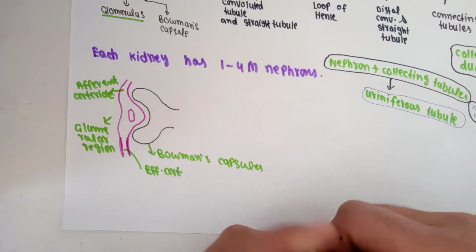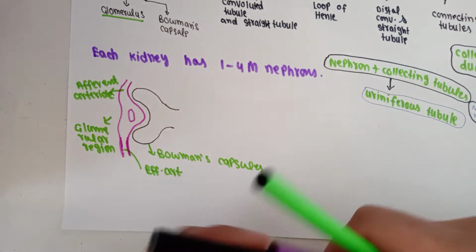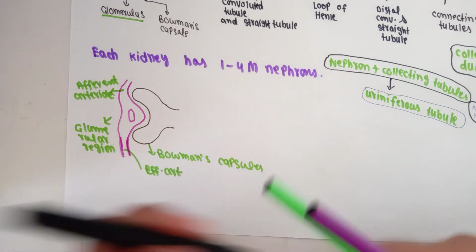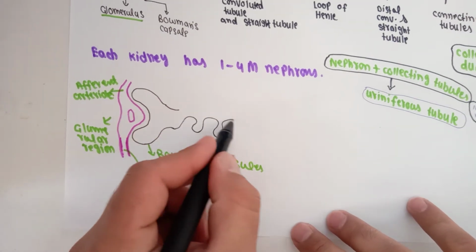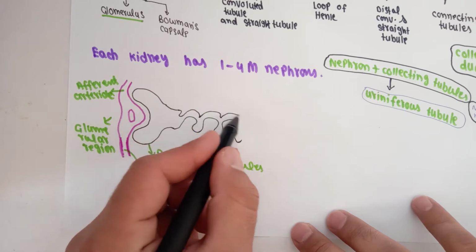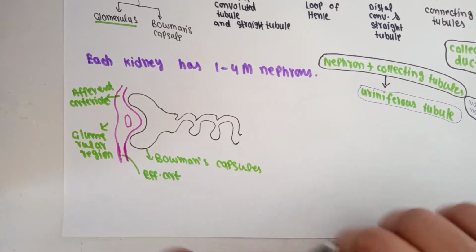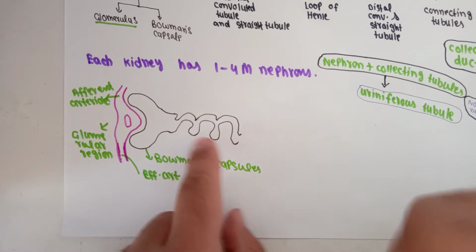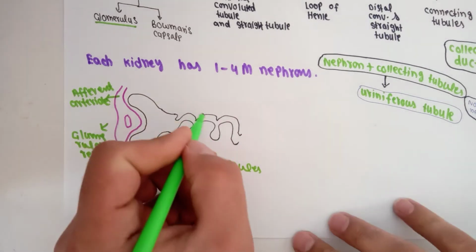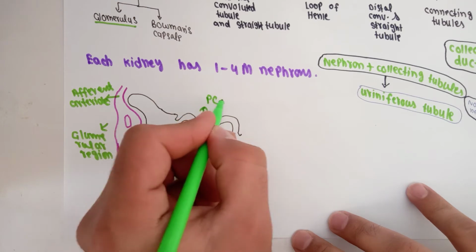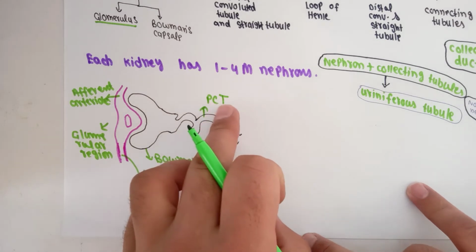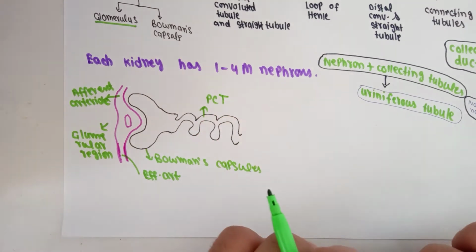After the renal corpuscle, there is another very convoluted and very lengthy part of the nephron, which is called the proximal convoluted tubule. I cannot draw its full length because the space is insufficient here. So this is called the proximal convoluted tubule. Here I am writing proximal convoluted tubule in short form. This is the proximal convoluted tubule.